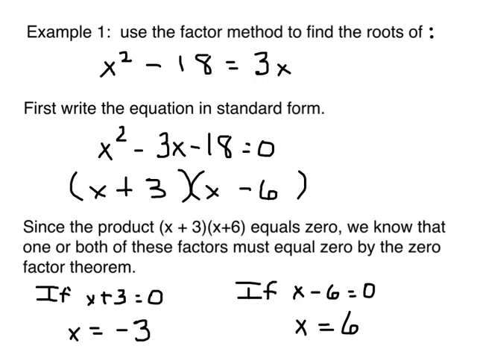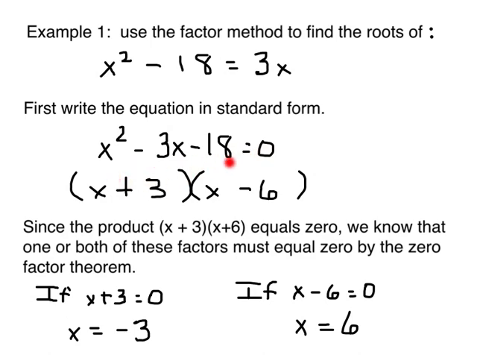Alright, so example 1, this comes from your book, says to use the factor method to find the roots of x squared minus 18 equals 3x. Well, you can certainly see that even though this starts with x squared, it is not in the proper format. So we're going to move this 3x to the other side and it becomes negative 3x. So we have x squared minus 3x minus 18, and then add this equals 0.